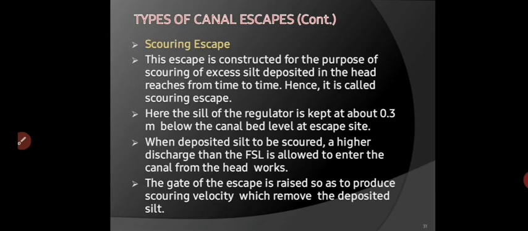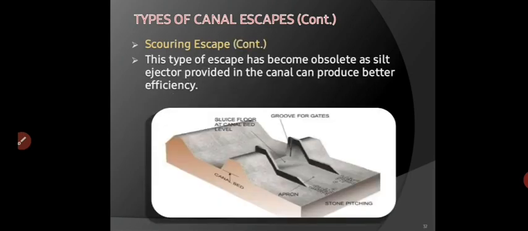So, tail escape is constructed at the tail end of the canal, while scouring escapes are constructed at the head reach. Here, the sill of the regulator is kept about 0.3 meter below the canal bed level at the escape site. When deposited silt is to be scoured, a higher discharge than the FSL is allowed to enter the canal from the head works. The gate of the escape is raised so as to provide scouring velocity which removes the deposited silt. This is the bed view of scouring escape.